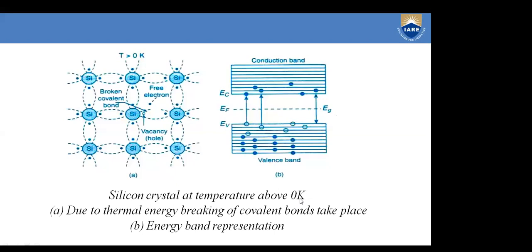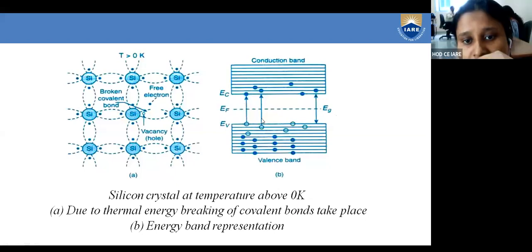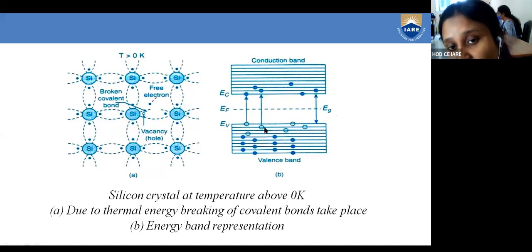Okay. So now see here. This is the case when we have gone to high temperatures. So what exactly is happening here? Breaking of covalent bonds takes place. Breaking of a covalent bond is where electrons in the valence band gain thermal energy from temperature, and they jump across the forbidden energy gap and go to the conduction band.